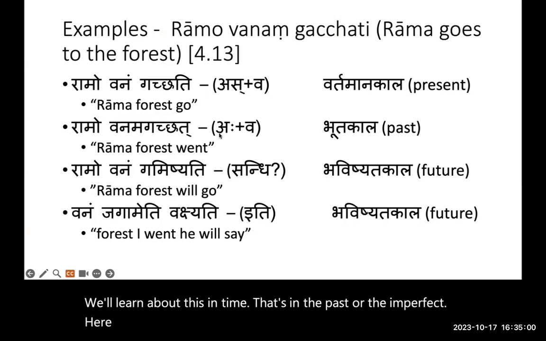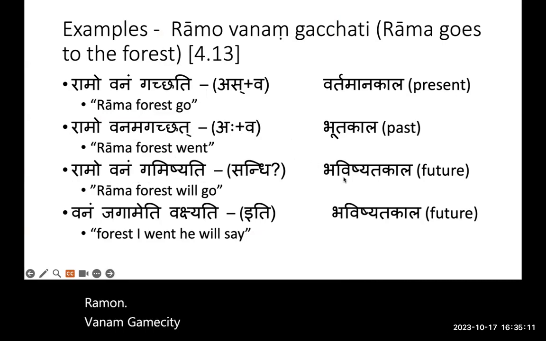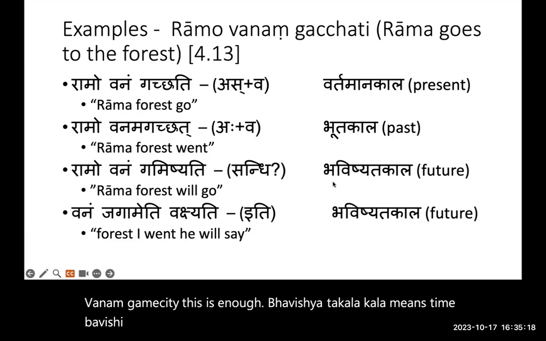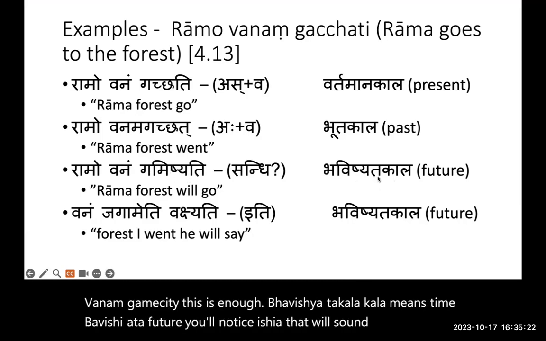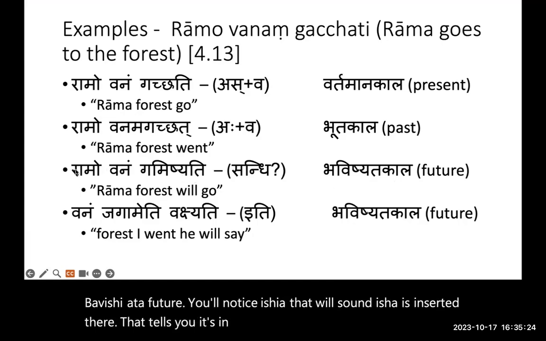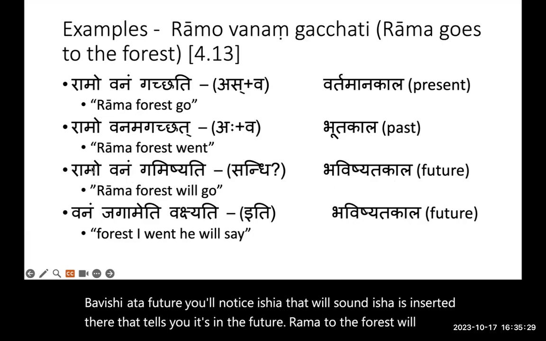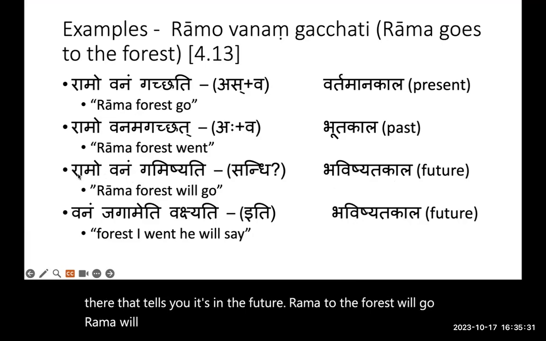Here, again, we have the same sandhi. Ramaha plus va equals o. Ramo vanam gamishyati. This is in the bhavishyata kala. Kala means time. Bhavishyata, future. You'll notice ishya. That little sound, ishya, is inserted there. That tells you it's in the future. Rama, to the forest, will go. Rama will go to the forest.